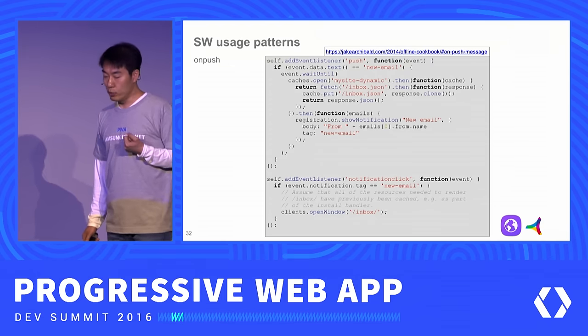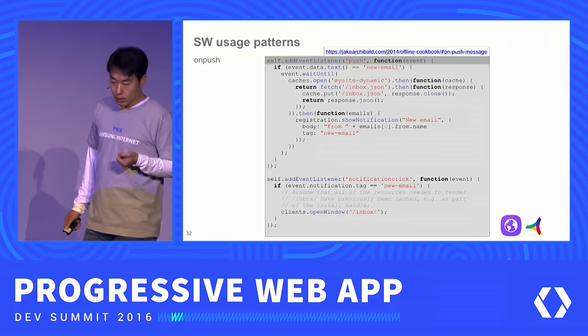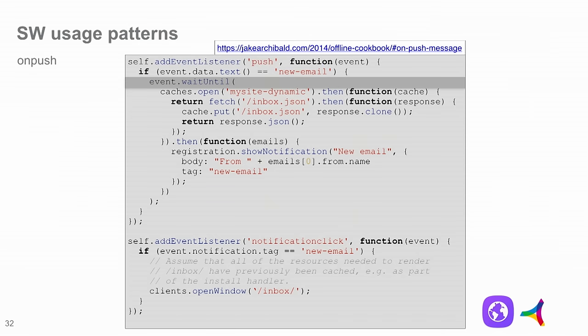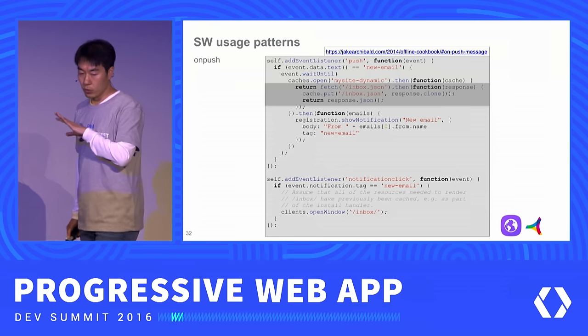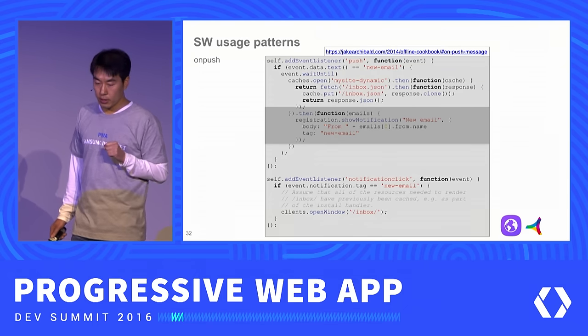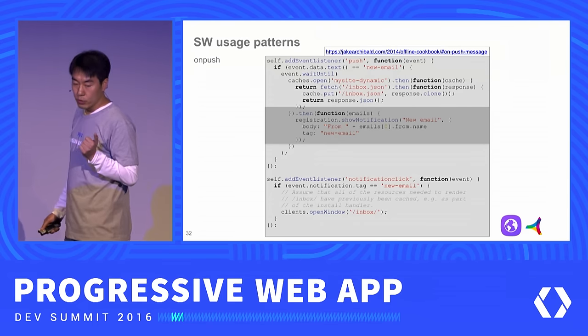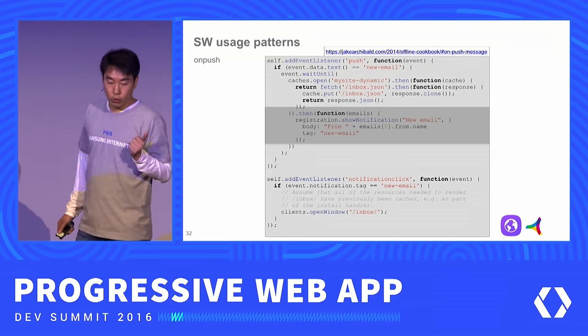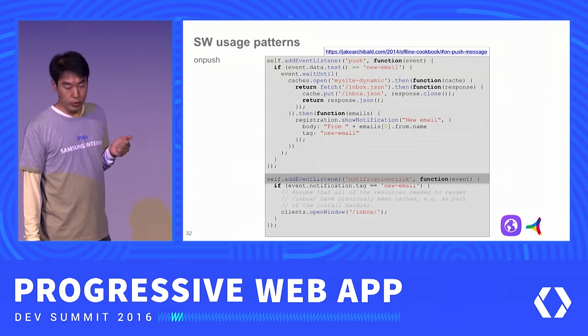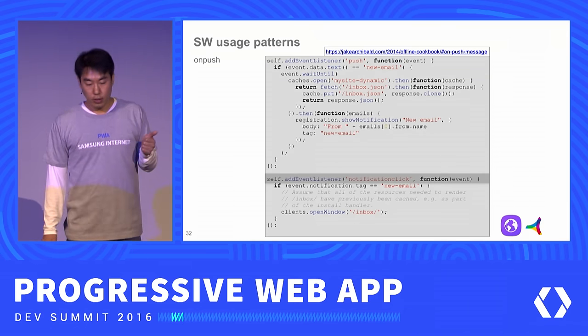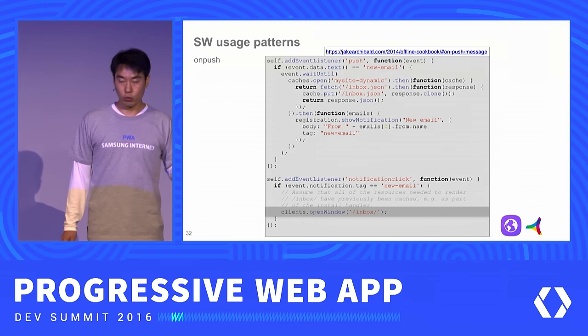And this is a push API example. With this one, the push event is also an extendable event. So call waitUntil, then open up the cache, then fetch whatever data for this mailbox. Then this example just shows a notification with the first occurrence of this email list. And when the user clicks on this notification, you can do an open window operation.